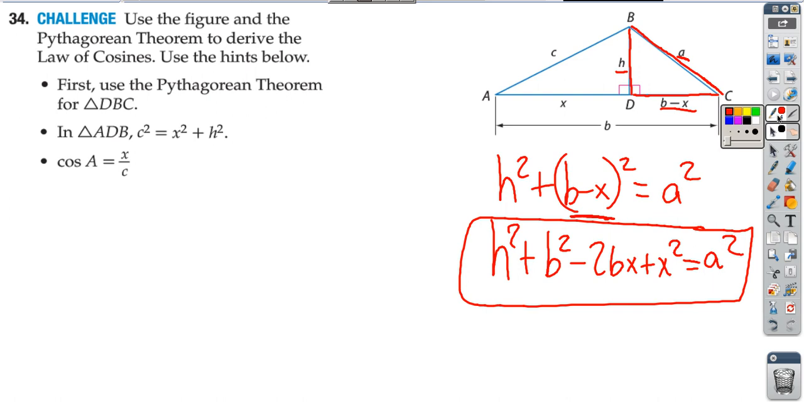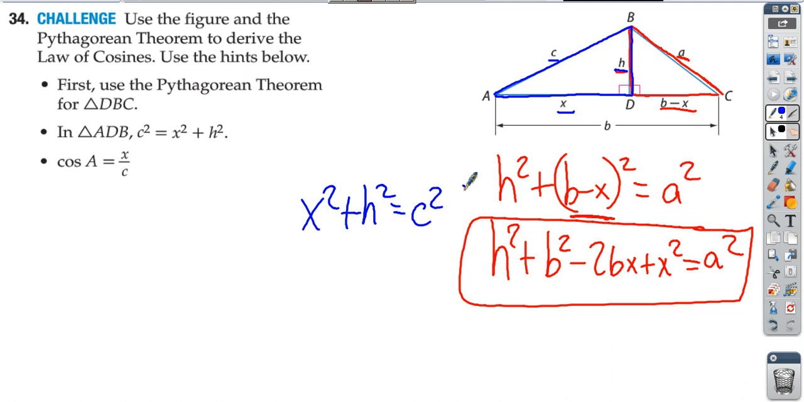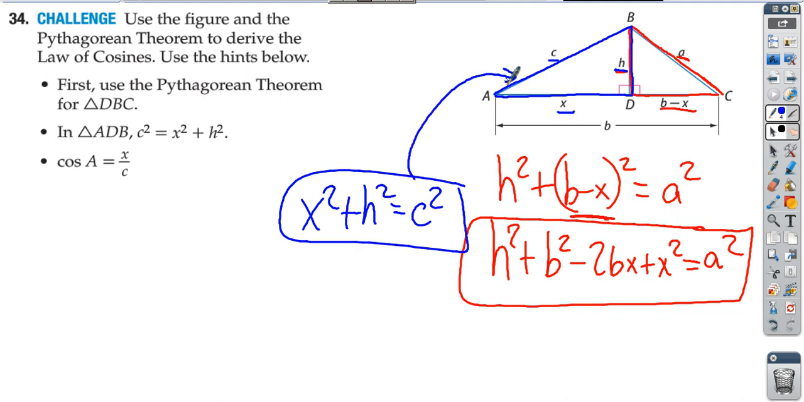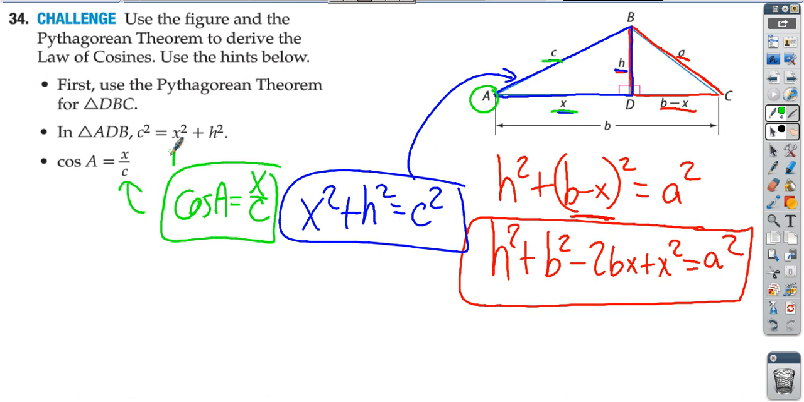Okay, then let's use the Pythagorean theorem on this blue triangle right here, and this one's a little bit easier. You have x squared plus h squared equals c squared. And then let's also keep in mind something, because this is called the law of cosines. So let's take the cosine of this angle. Cosine is adjacent over hypotenuse, so adjacent x over hypotenuse c. So the cosine of angle A equals adjacent over hypotenuse. Actually, they told us that right here.